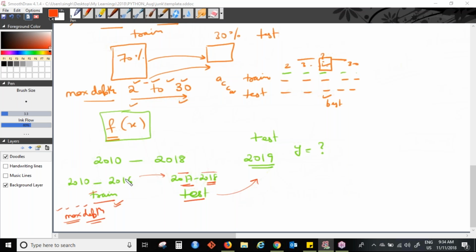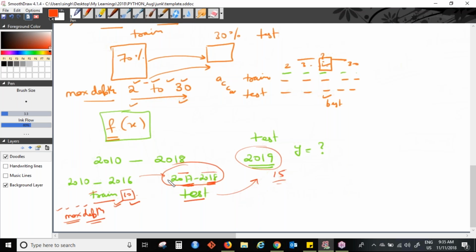Now the main problem with this approach is, let's say we finalized a max depth of 10. We got a value of 10 as the max depth for 2017 and 2018. Now what if this 10 was only good for 2017 and 18? Maybe this 10 is not good for 2019. It may be possible, right? Maybe for 2019 it is 15 which is the best value. But since we only looked at 2017 and 2018, we got the value as 10. But in 2019, 15 would have been the best value. We do not know that, right?